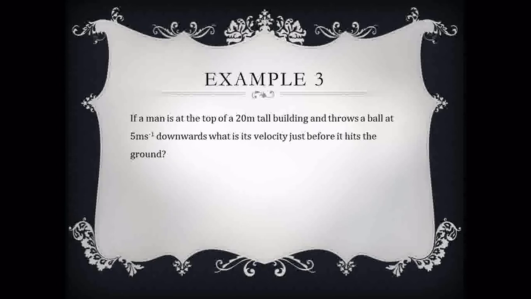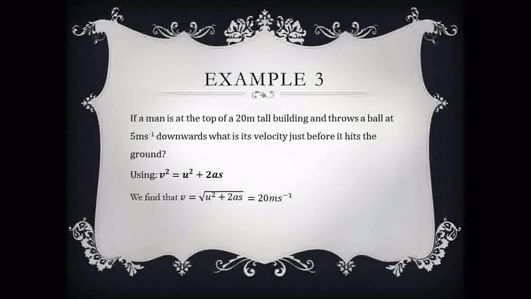Example 3. If a man is at the top of a 20-meter tall building and throws a ball at 5 meters per second downwards, what is its velocity just before it hits the ground? So we're going to use v squared equals u squared plus 2as. So we rearrange for v and we then input our values of s equals 20 meters, u equals 5 meters per second, and we assume that a is the acceleration due to gravity, so is 9.81 meters per second. We find our final velocity is 20 meters per second.